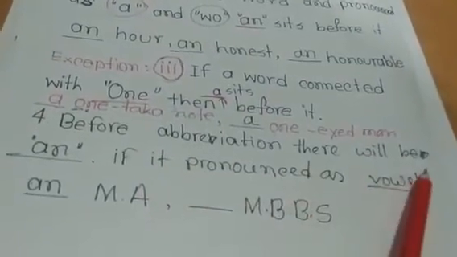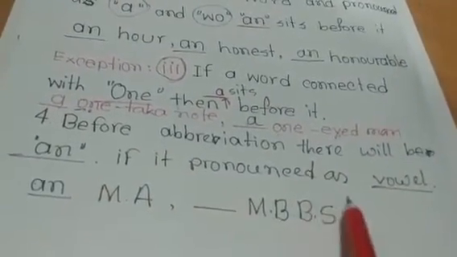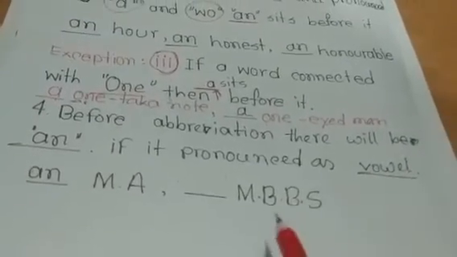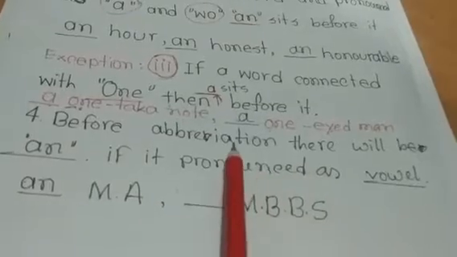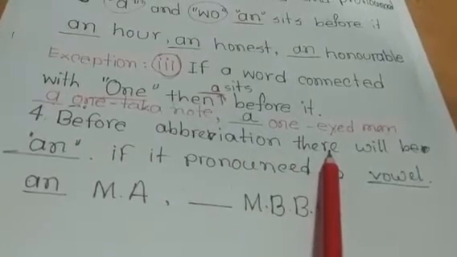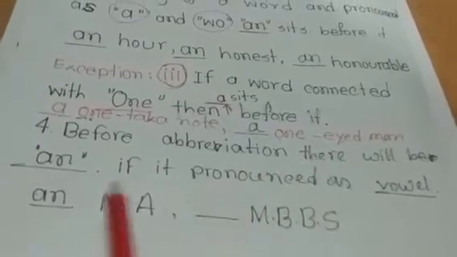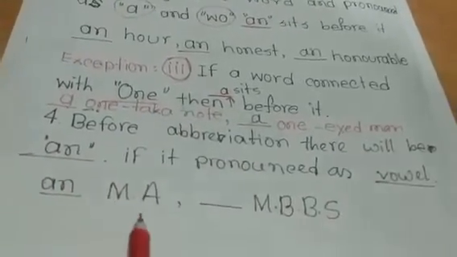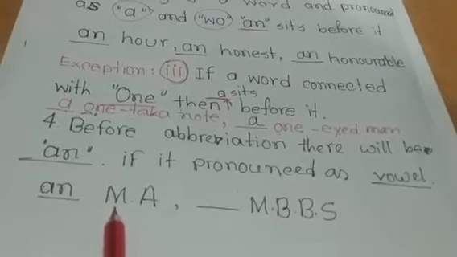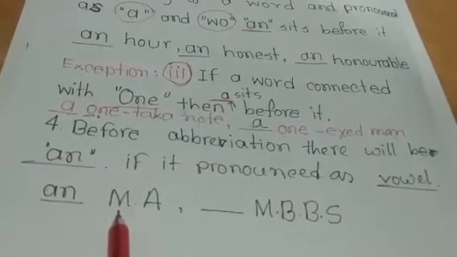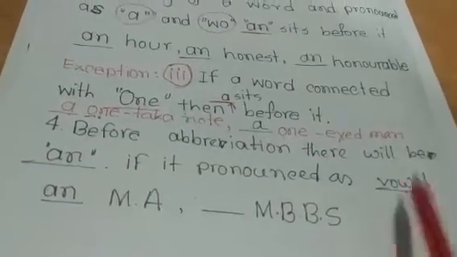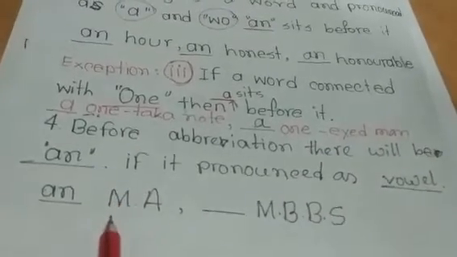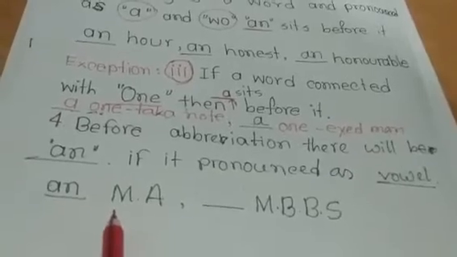Before an abbreviation there will be "an" if it is pronounced as a vowel. Okay, remember it. Before, we learned that before an abbreviation we will use "a", but here we will use "an". The difference is pronunciation. If the first letter is pronounced or sounds like a vowel, then we will use "an". If the first letter is pronounced as a consonant, we will use "a".